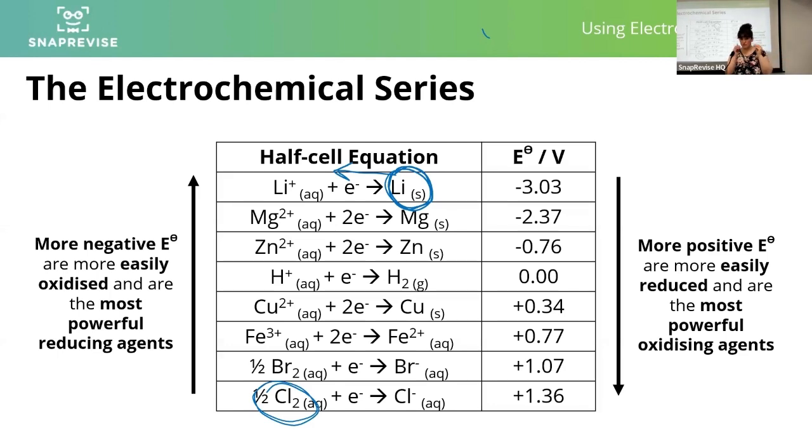It's a really confusing and hard thing to get your head around, but I would highly recommend you spend a little bit of time working out the oxidation versus reduction within the electrochemical series.